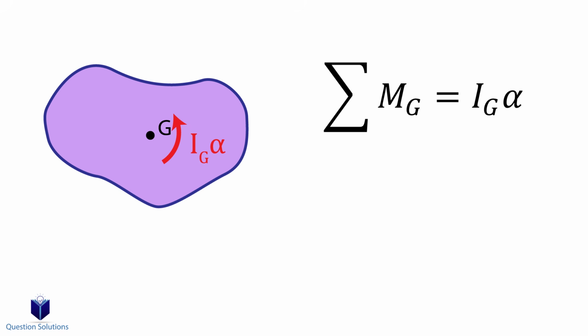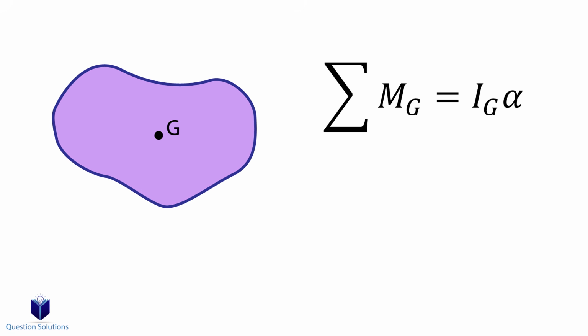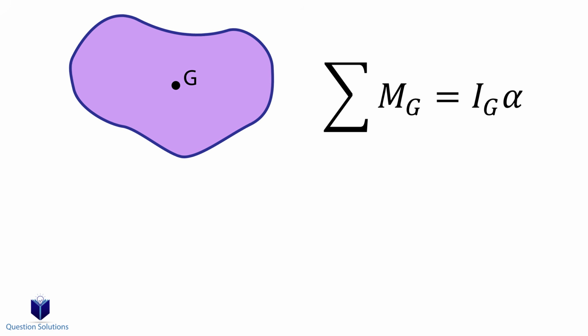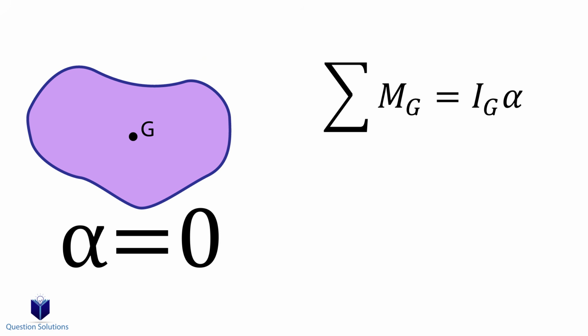Today, however, we're going to focus on rigid bodies that go through just translational movement. In simple terms, the object is going to go in straight paths and not rotate or turn in circles. That means the angular acceleration of the object is 0. So we can write our moment equation like this. You will see when we do examples on how to use this to solve for unknowns.